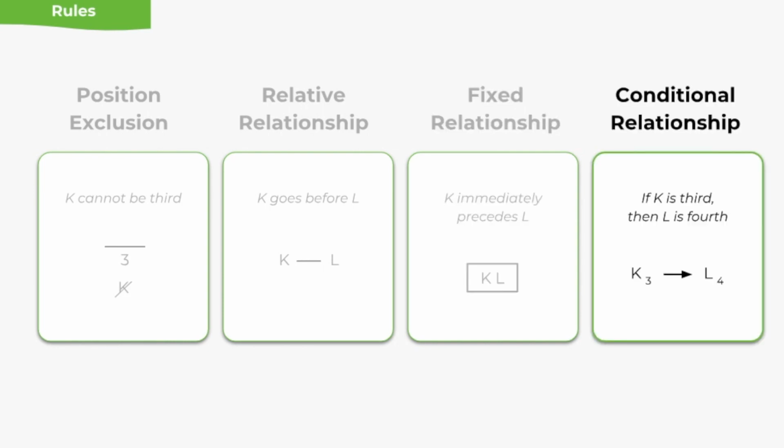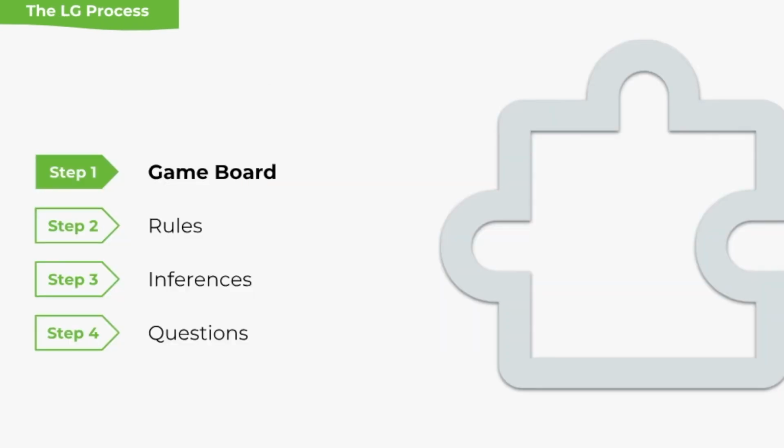And then conditional relationships, where they give you an if-then rule. Maybe if K is third, then L is fourth. And so these are the rules you need to be ready to handle when you're working on a standard ordering game. The first step in the process is to build a game board.